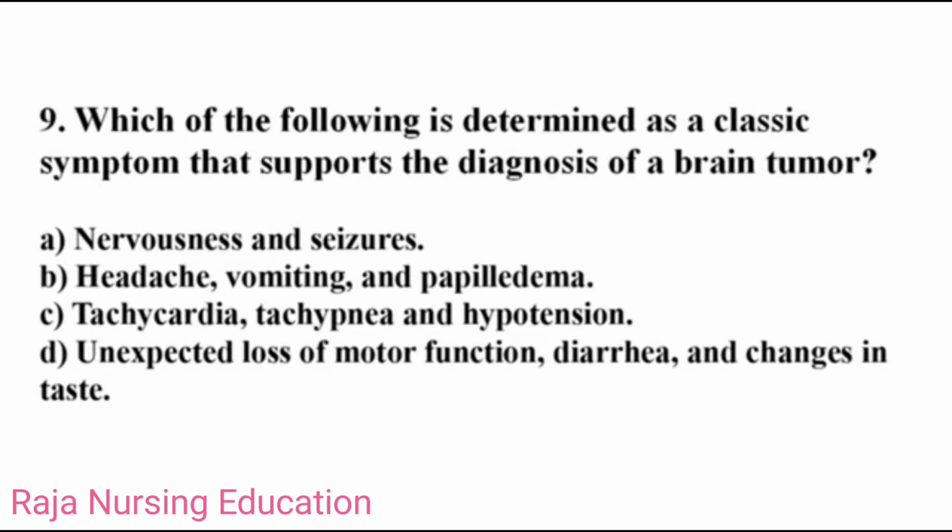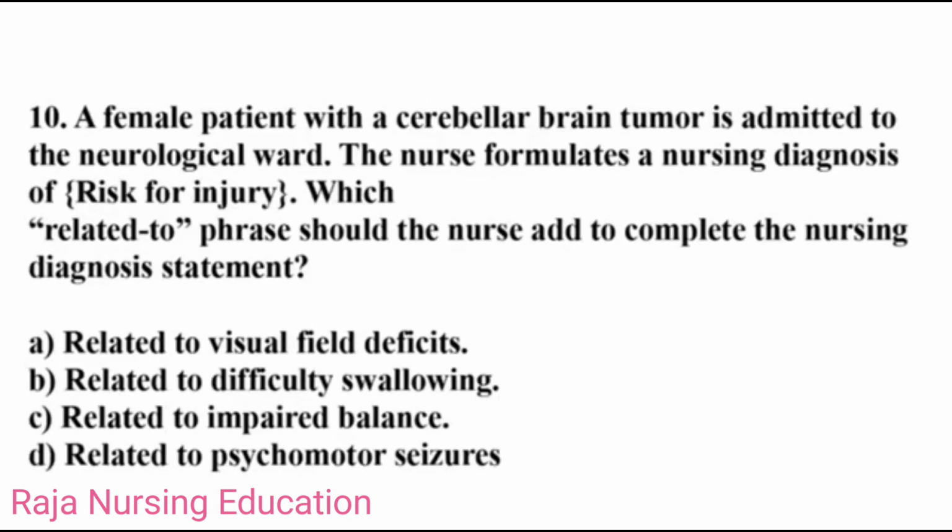Which of the following is determined as a classic symptom that supports the diagnosis of brain tumor? A. Nervousness and seizure. B. Headache, vomiting and papilledema. C. Tachycardia, tachypnea and hypotension. D. Unexpected loss of motor function, diarrhea and changes in taste. The answer is B. Headache, vomiting and papilledema.